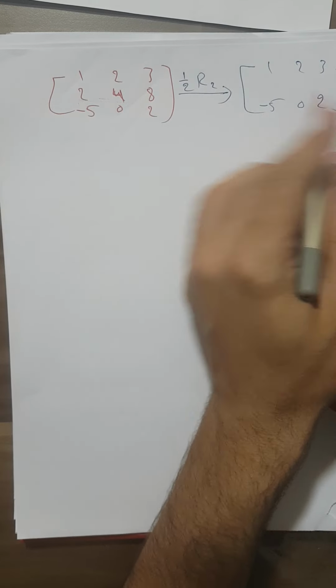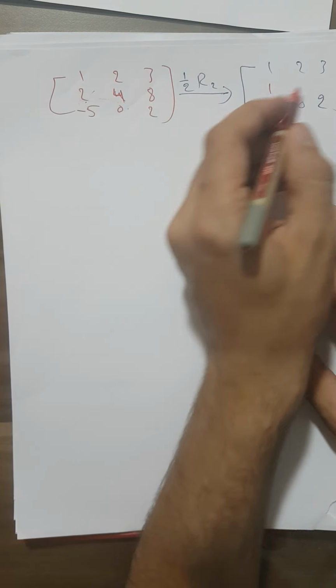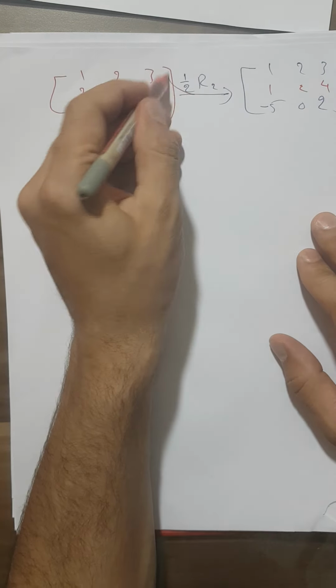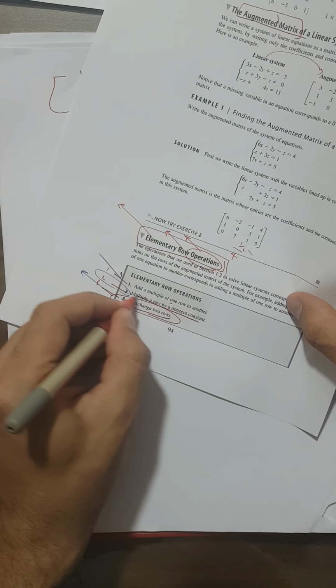Should we write down again? Then if I divide by 2, I will get 1, 2, and 4. So that's again multiplication of the row by such a number, a non-zero scalar. So that's the second row operation that we can use here.